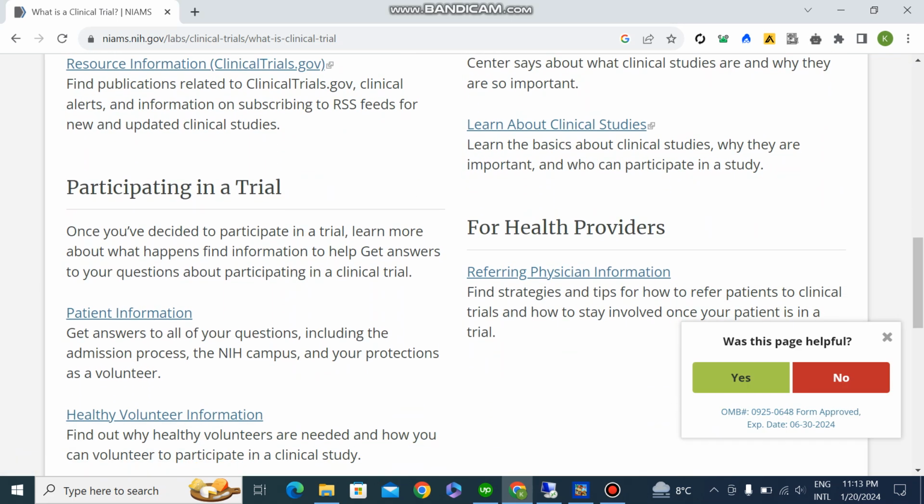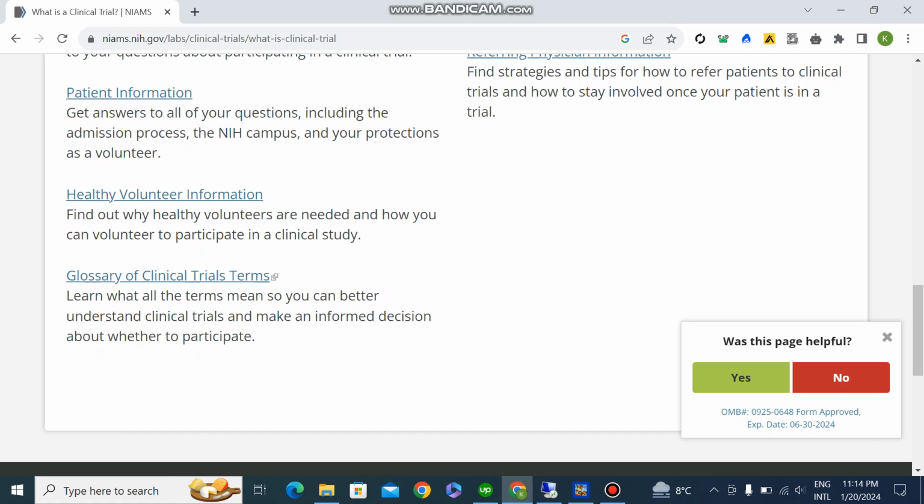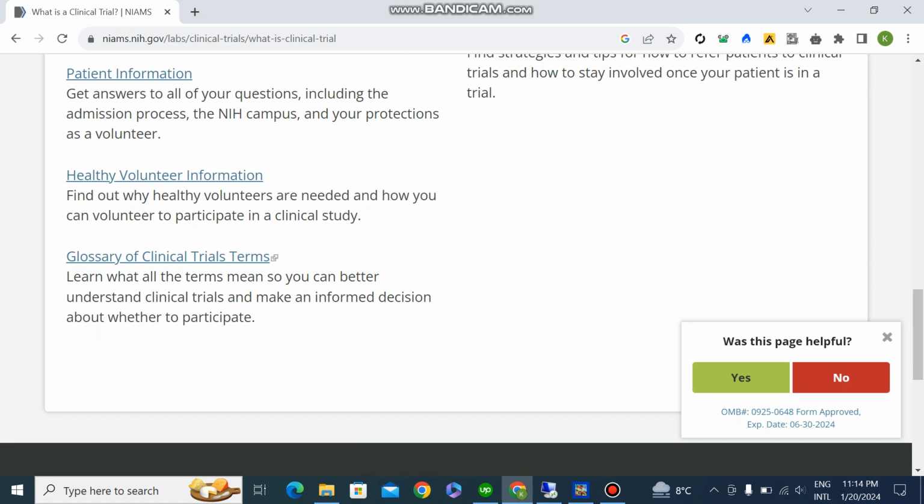Participating in a trial. Once you have decided to participate in a trial, learn more about what happens behind the scenes, with information to help get answers to your questions about participating in a clinical trial. Patient information: get answers to all of your questions, including the admission process. Healthy volunteer information: find out why healthy volunteers are needed and how you can volunteer to participate in a clinical study. Glossary of clinical trial terms: learn what all the terms mean so you can better understand clinical trials and make an informed decision about whether to participate.